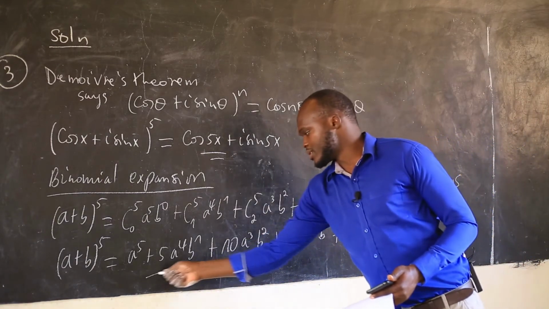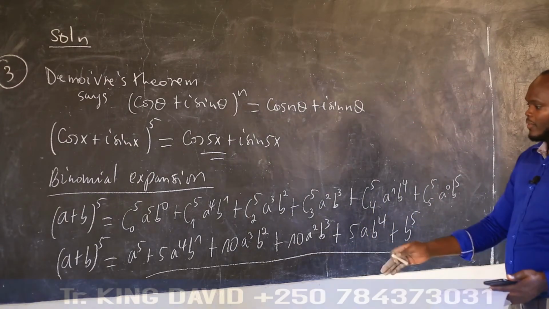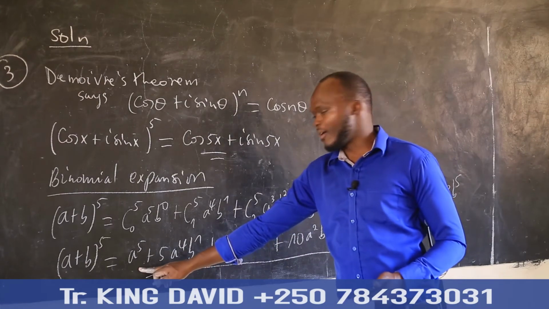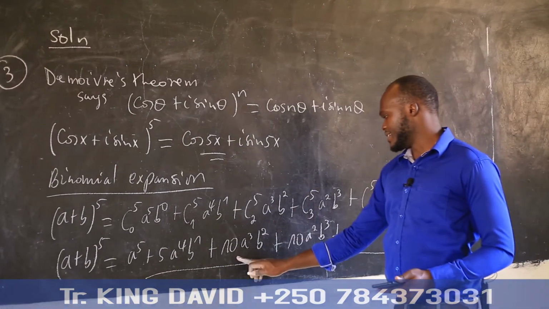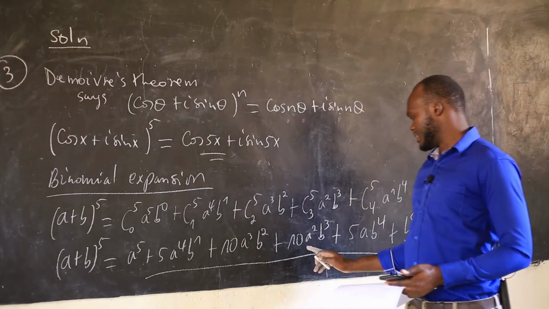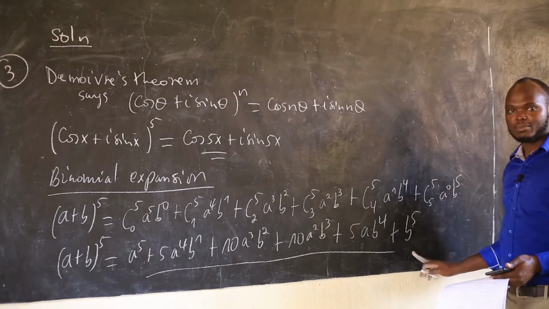We can also use Pascal's triangle to get that. So then, if we have (a plus b) power 5, which is a power 5, plus 5 a power 4 b power 1, plus 10 a power 3 b squared, plus 10 a squared b power 3, plus 5 a b power 4, plus b power 5.